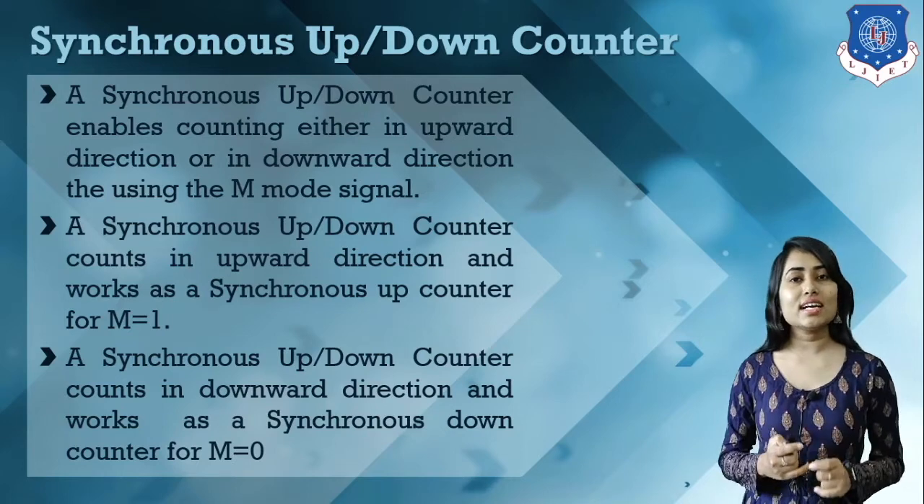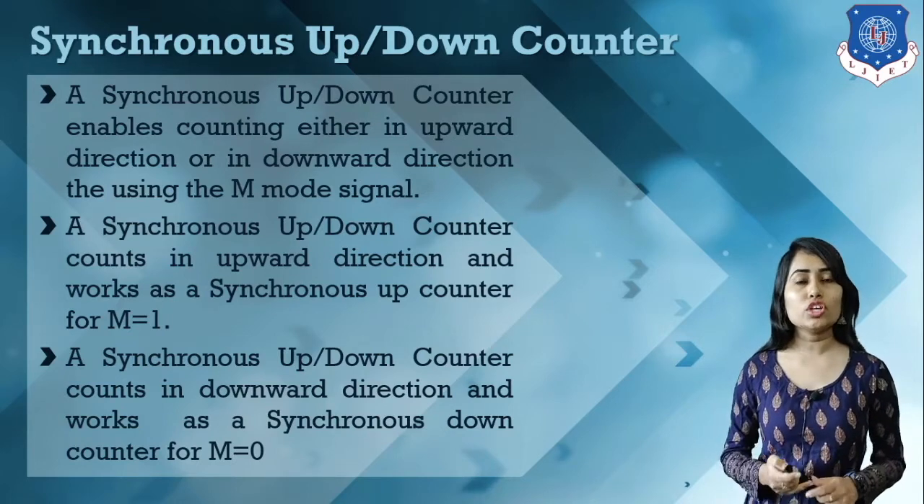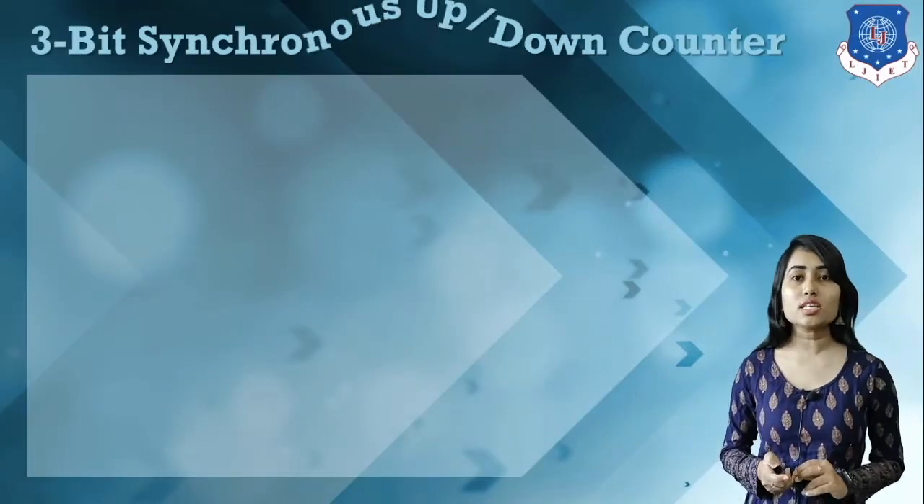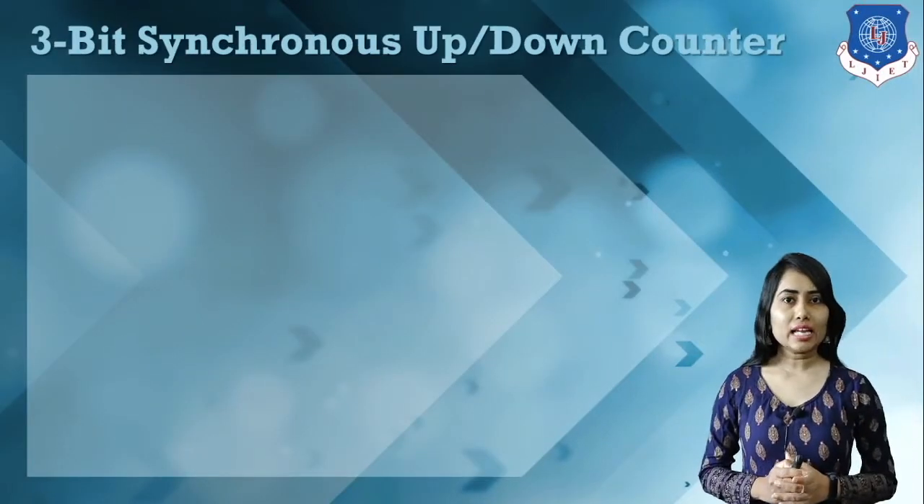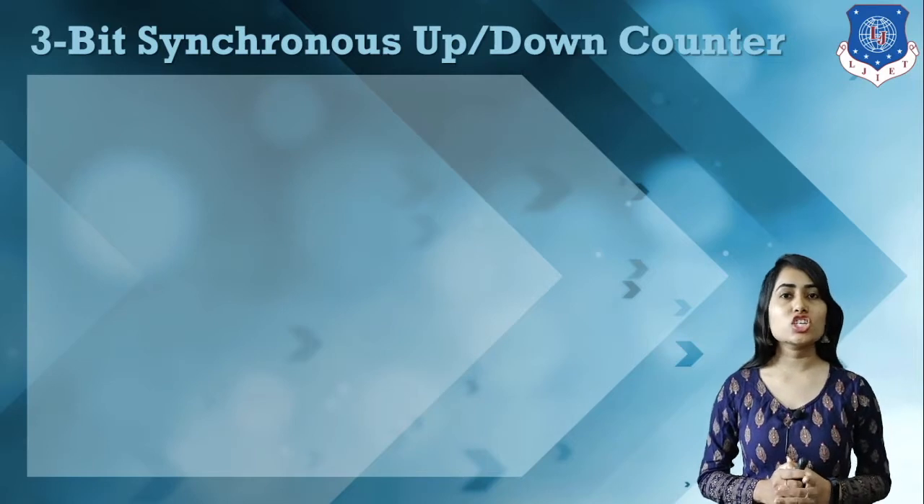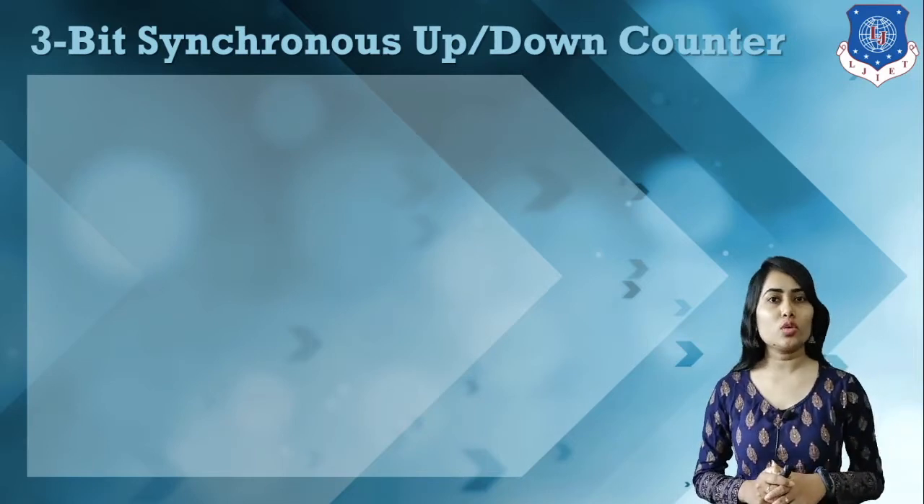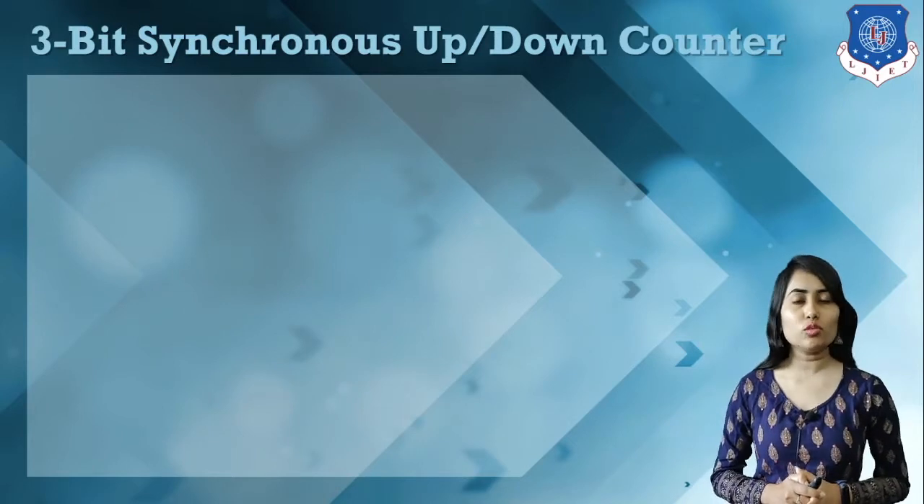So let's discuss this synchronous up and down counter with an example. Here we have a 3-bit synchronous up and down counter. To count in either direction, we first have to check both counting sequences, that is the up counting and down counting sequences.